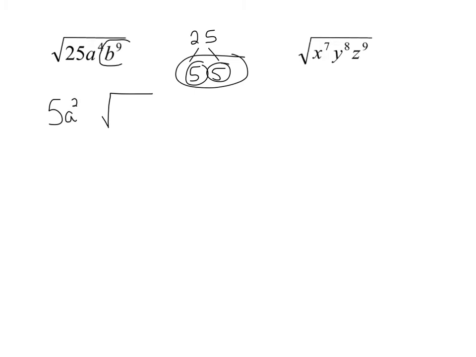And if I look at b to the 9th, how many groups of 2 would there be? If I wrote all the b's out, b, 9 times, how many groups of 2 would there be? Well, I can make 4 groups of b squared, 4 groups of 2, and I'd have 1 left over. So just using a little logical thought, we can simplify these pretty easily.